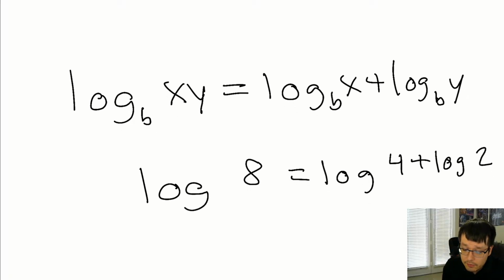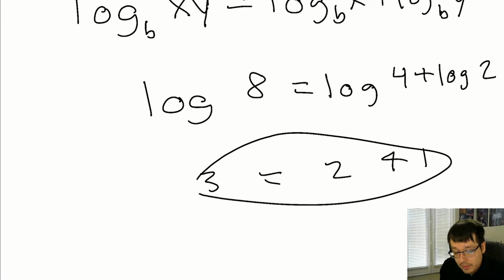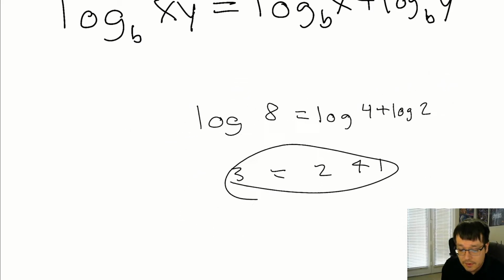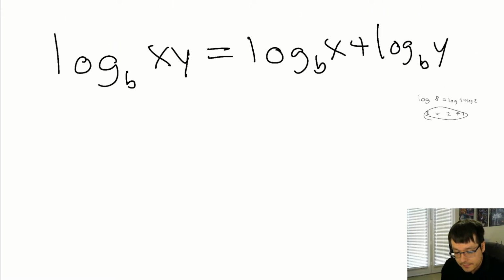And then log of 8 we know is actually 3, right? And what is log of 4? 2 to the what power is 4? 2, right? And 2 to the what power is 2? Just 1. So 2 plus 1 is 3. So there you go. Proof by example, I suppose, right? That's not very good proof, but it's an example at least, okay? So that's one rule. I'll leave the example small.